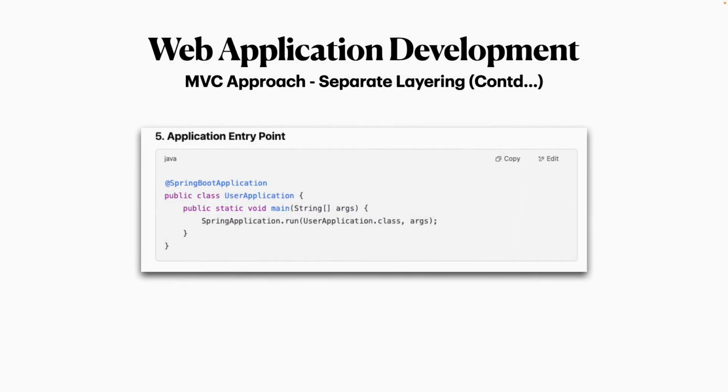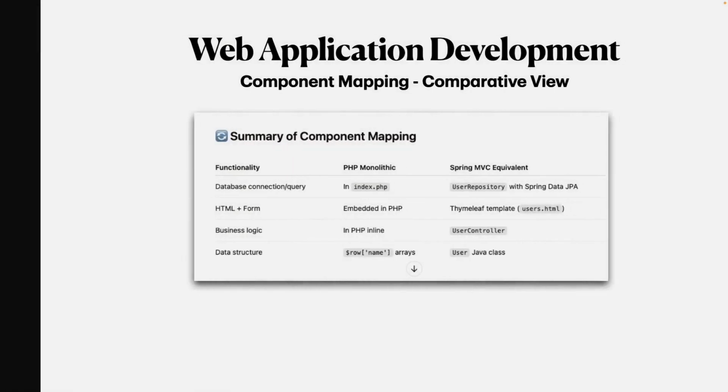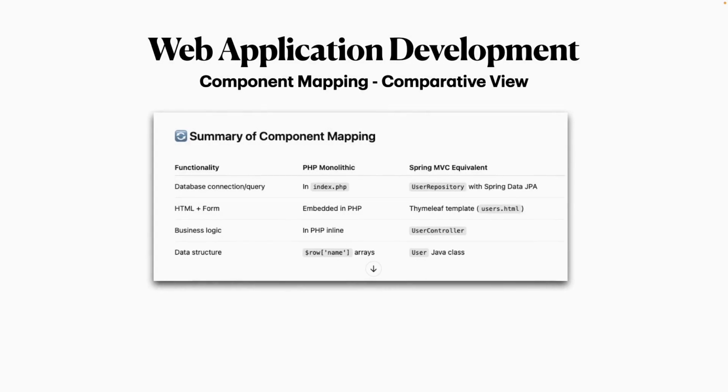Now talking about the controller, we also have this application that can be booted using Spring Boot. This is another option, a little advanced concept that every developer should be aware of. And this is a comparative view of a PHP monolithic and the Spring MVC equivalent. Spring MVC is a framework which introduces this MVC pattern with a very well-defined set of Java classes for dispatcher, filters, and the controllers.